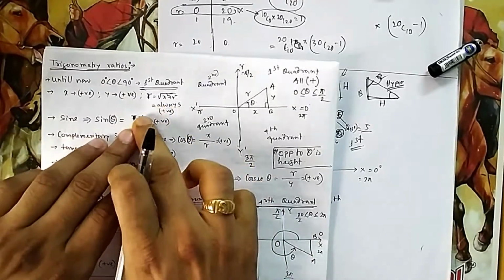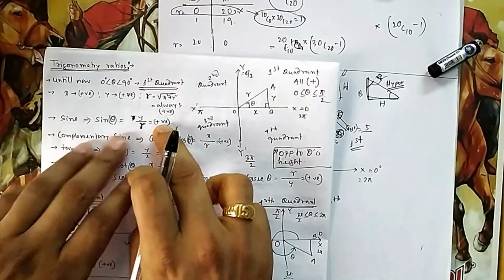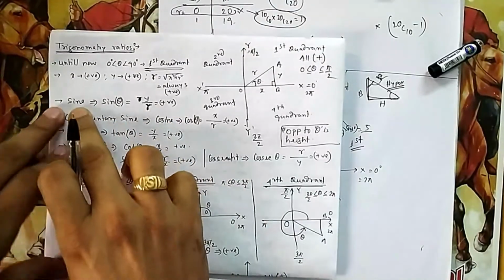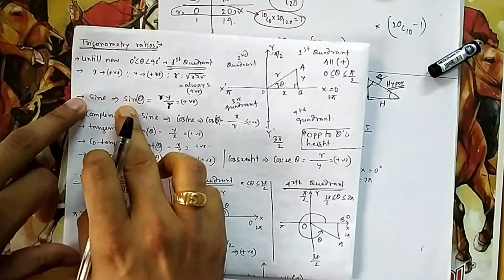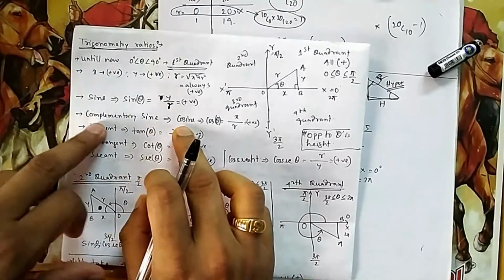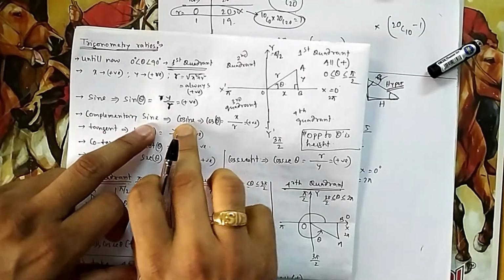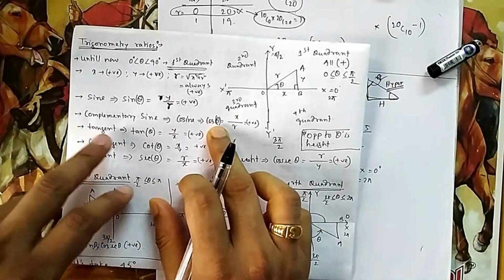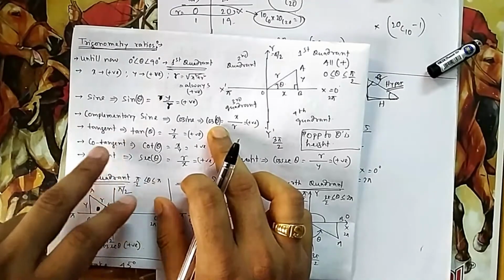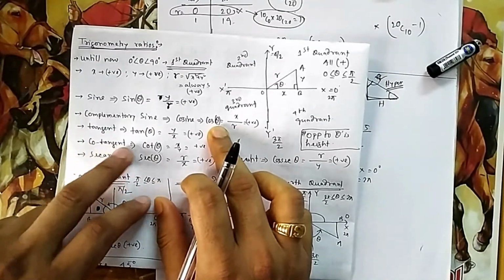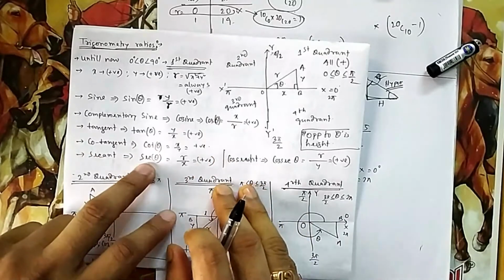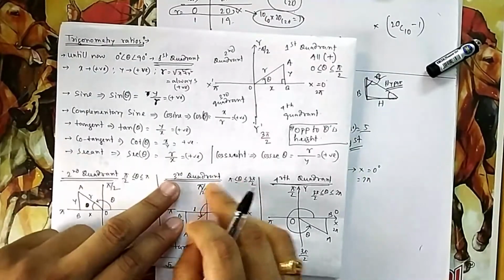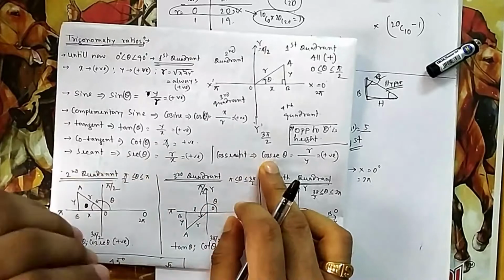So your sin theta is height by hypotenuse, it is positive. Sine is the full form, sin is the short form. Cosine is complementary to sine, that's why it is cosine, short form cos. Tan's full form is tangent. Cotangent, complementary to tangent, that's why cot. Secant, sec is the short form, the actual name is secant. Cosecant, cosec is the short form, so cosecant.